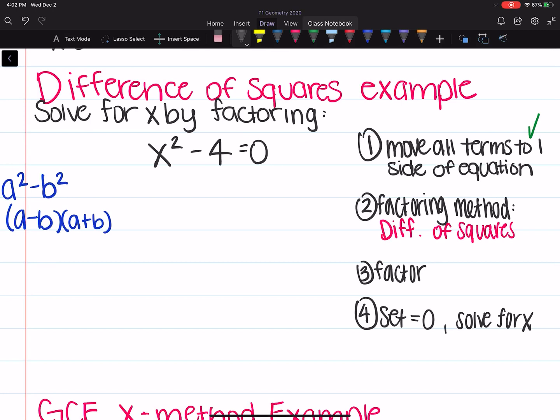I know that x squared is a perfect square, and I know that 4 is a perfect square, so my factoring method that I am going to use here is the difference of squares. If you don't remember how to factor difference of squares, I've got this general format here in blue that tells me anytime I have 2 terms that are both perfect squares and separated by a minus sign, I can factor those by taking the square root of each and having opposite signs.